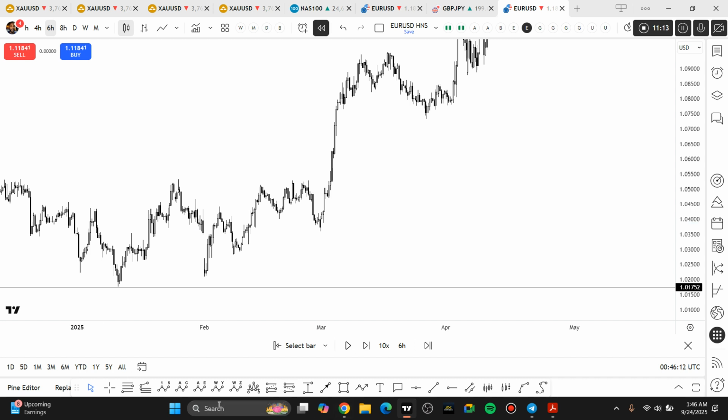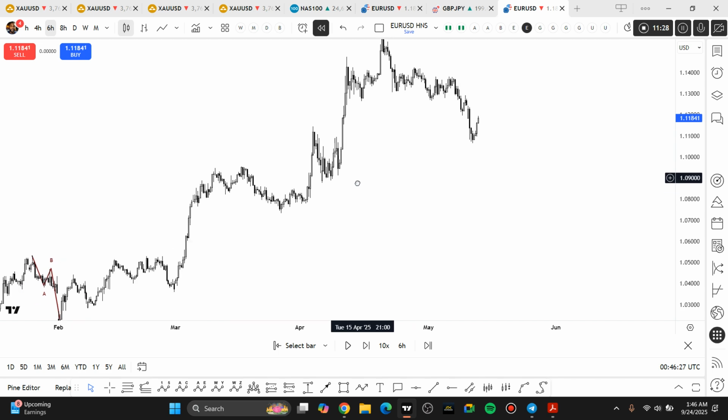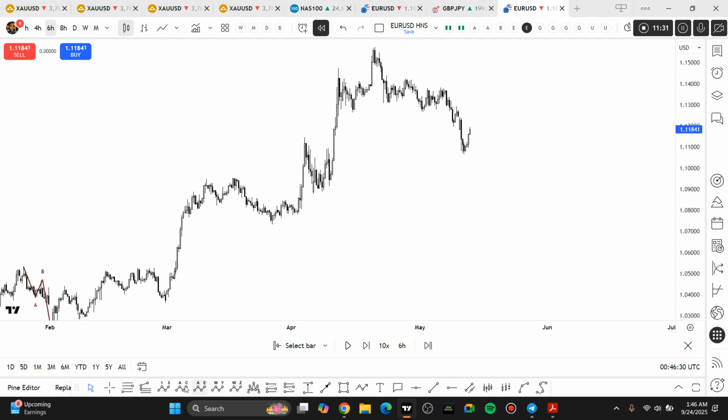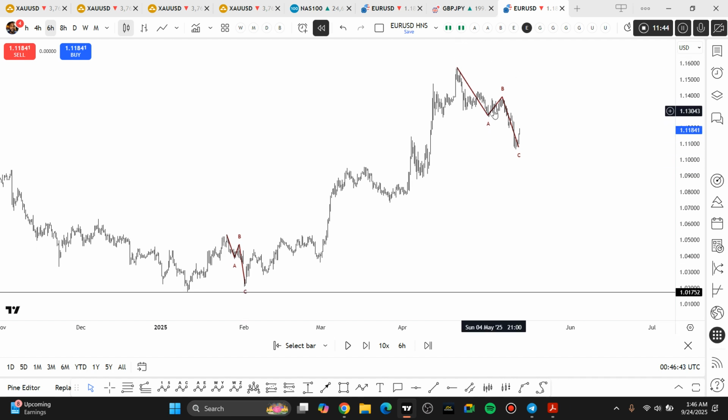Now, if I'm to label it, I'm going to force A, B, C. So it's not as easy to label. But if you look at this wave 4 here, we have a zigzag there also, with A, B, and C. You can see that at wave 4 here, it is clearly obvious for us to label. So a zigzag can be spotted at wave 2 or wave 4.